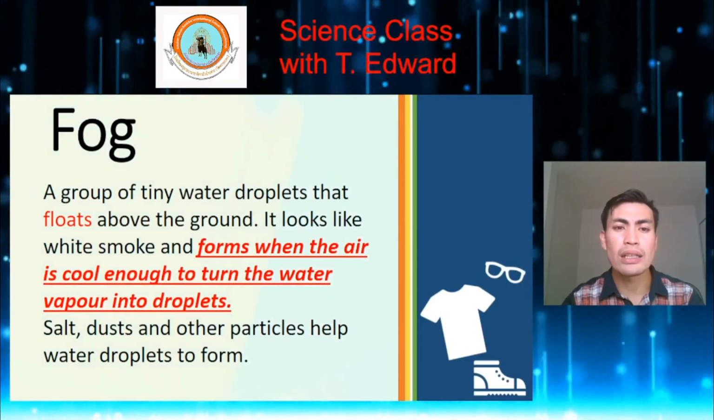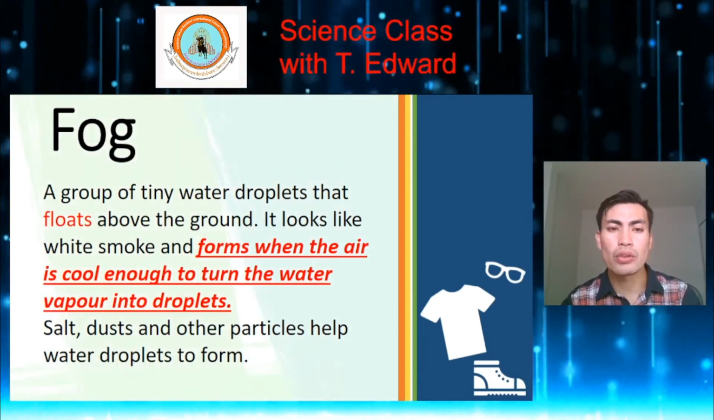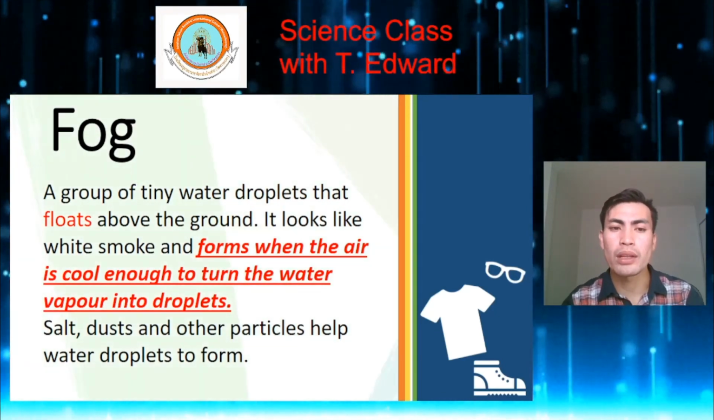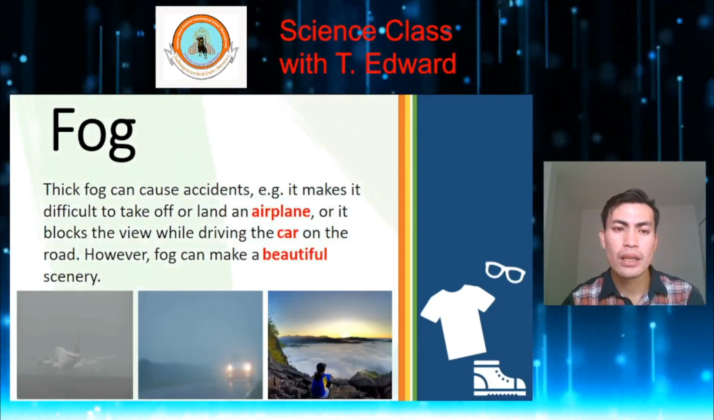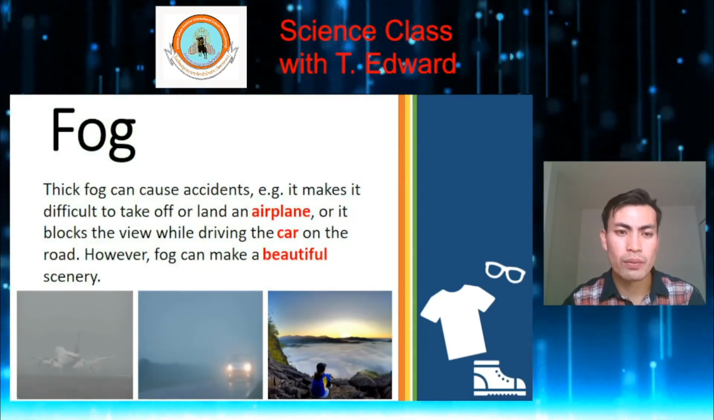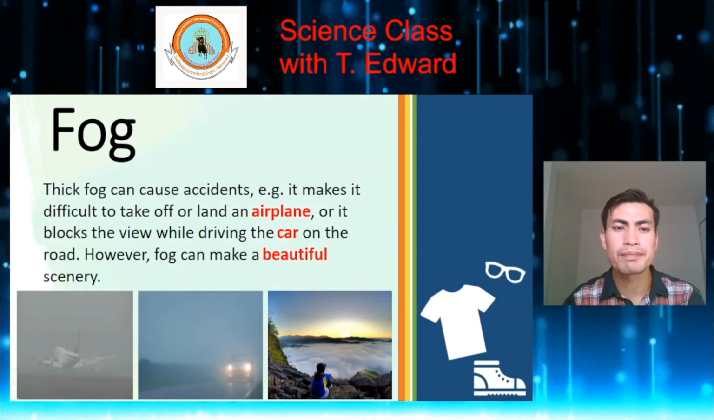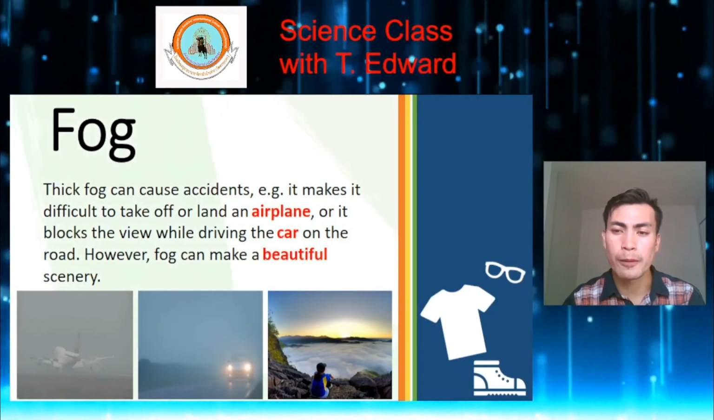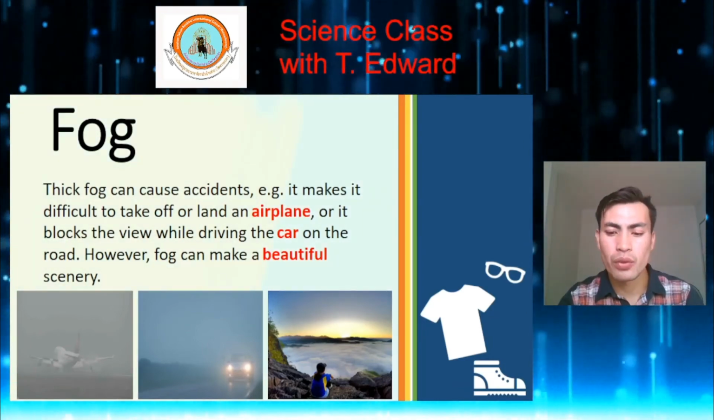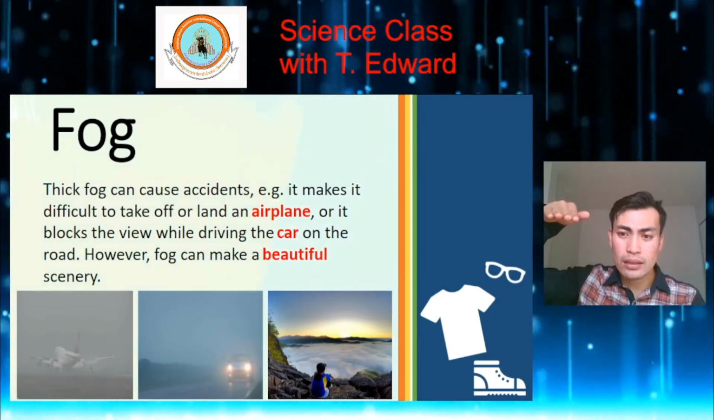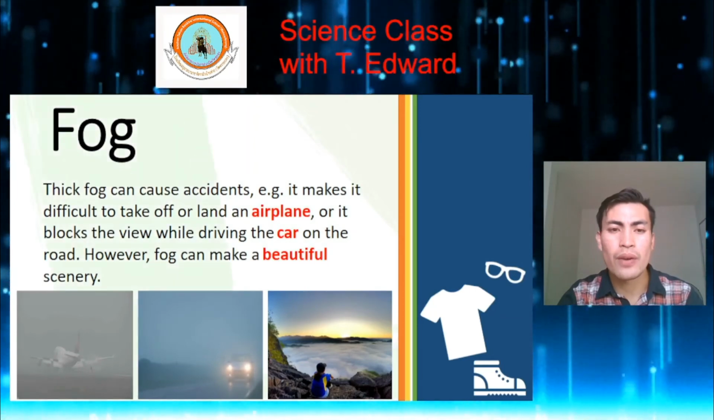Fog. Fog is tiny water droplets that float above the ground. It looks like white smoke and forms when the air is cool enough to turn the water vapor into droplets. So here are the pictures of fog. Thick fog can cause accidents, and we don't like accidents, right? It makes it difficult for an airplane to take off, so the airplane cannot fly because of thick fog, or it cannot land as well. It cannot land at the airport if there is very thick fog.